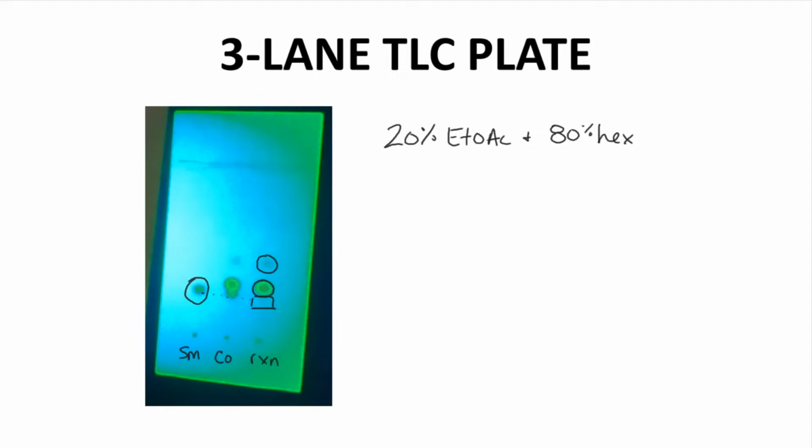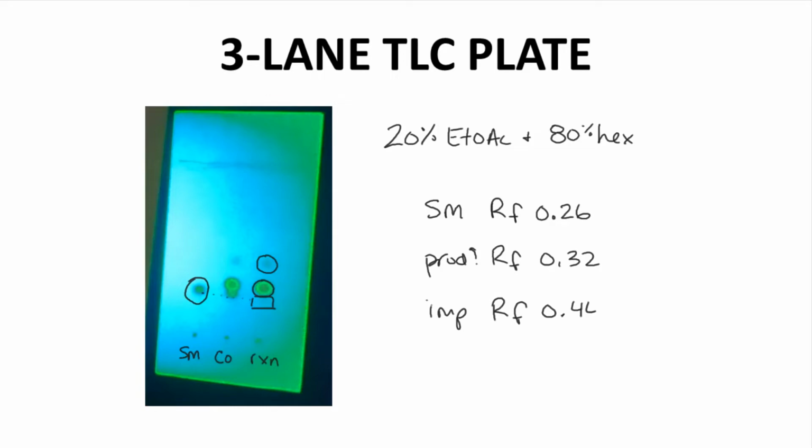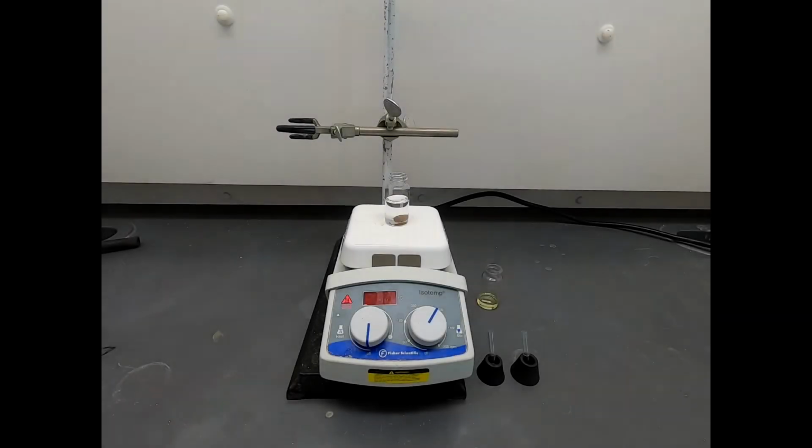So for thoroughness, let's list our RF values. The starter material has an RF of 0.26. The likely product has an RF of 0.32. And the impurity has an RF of 0.44. This is a nice result, but we do possibly have a side product, the higher spot. We'll need to look out for this impurity at the end of the reaction. Well, that TLC looked great, so let's go ahead and continue.